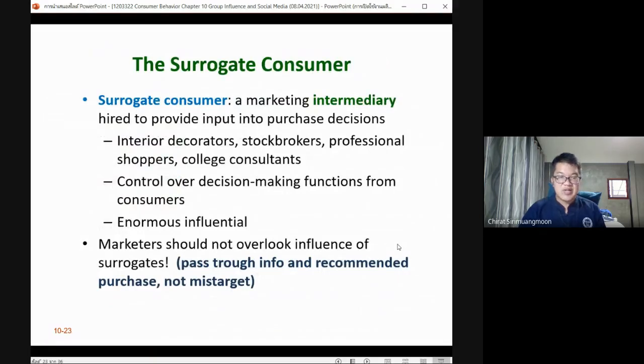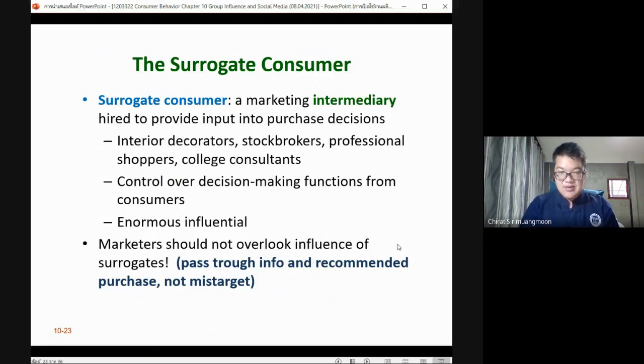Then we have the surrogate consumers. Actually, I like this one a lot because a surrogate consumer is actually not a consumer. They are the intermediate, the middle person between you and the company. So who are they? They are the interior designer, the broker, the professional shopper, or the student consultant. Surrogate consumers are people who are paid for helping other consumers make the right decision or a good decision.